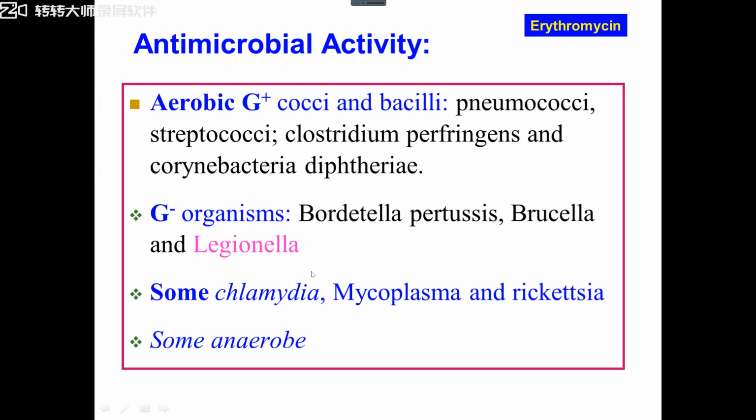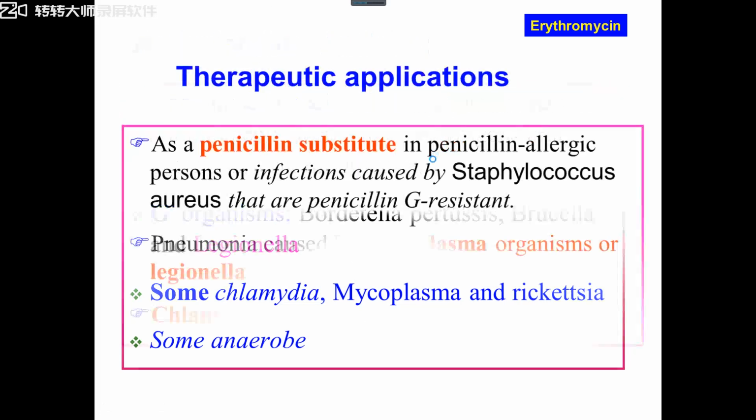So for this reason, in clinic, especially for chlamydia and mycoplasma infection, the first choice agent should be macrolides, erythromycins. They can also inhibit some anaerobic bacteria. So let's study the clinical use of erythromycins.